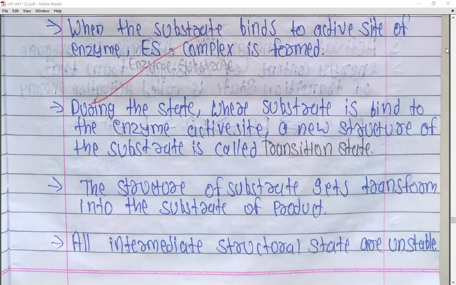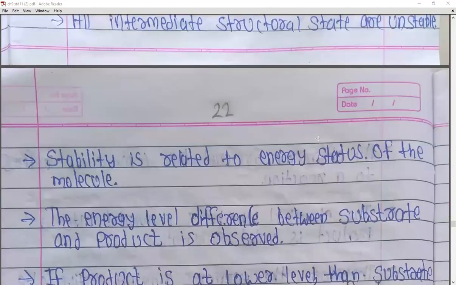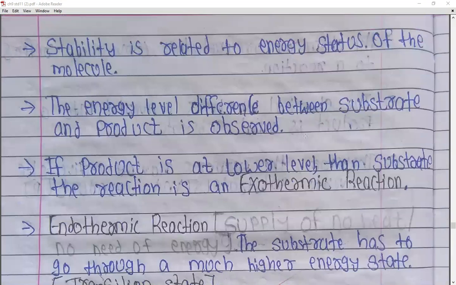Now all intermediate structural states are unstable. Unstable means they do not have stability. The middle reactions which are taking place are said to be the intermediate reactions. So all the intermediate structural states occurring in between the whole reaction are unstable, that means no stability is observed.